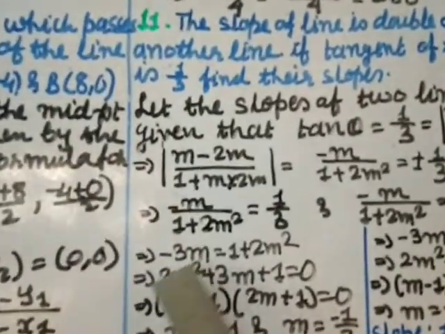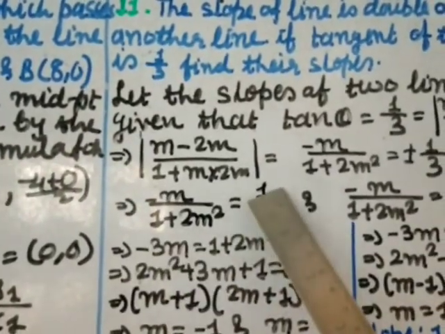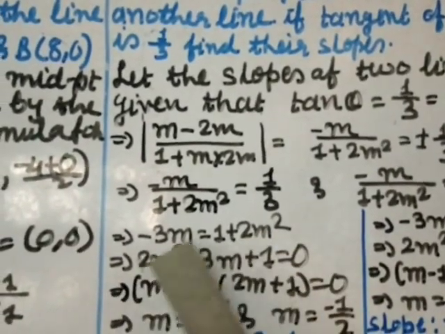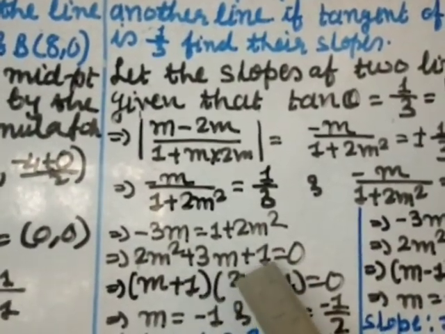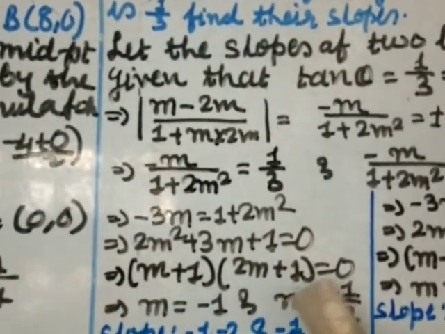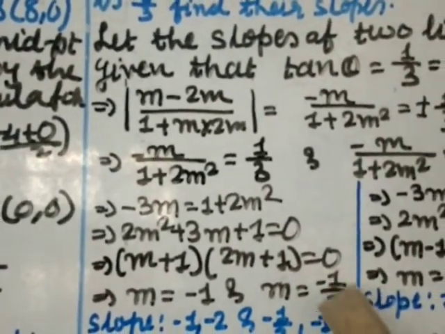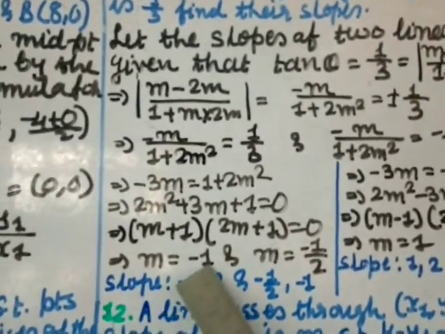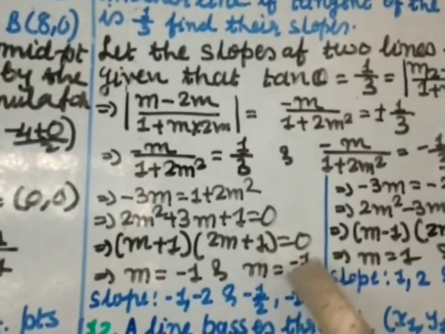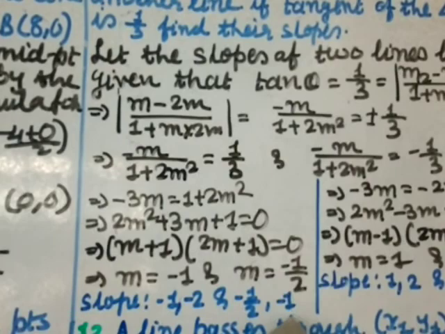Okay, so here I'll transfer this over here and this over here. So you get minus 3m is equal to this multiplied with 1 plus 2m square. Minus 3m transferred over here, so you get 2m square. This transfers, so plus 3m plus 1 equal to 0. Split the middle term, the factors will be m plus 1, 2m plus 1 equal to 0. So from here m equals minus 1, and from here m is equal to minus 1 by 2. Now if the slope is minus 1 for the first line, then the second line will be minus 2. And if the slope is minus 1 by 2 for the first line, then the second line will be double of this. So multiply by 2, so it will be minus 1.